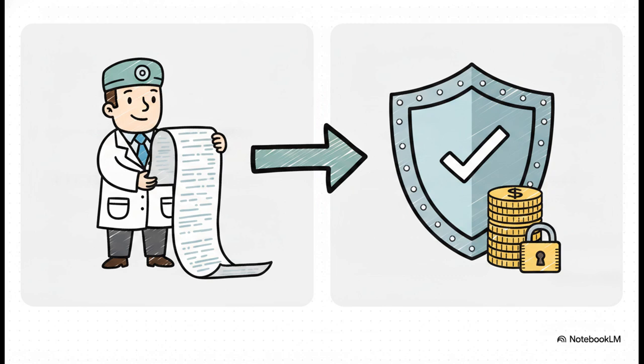But the allowed amount? That's the fixed, predetermined price the insurance will actually pay, based on their master list called a fee schedule. So regardless of how astronomically high that billed amount is, the insurance will only ever recognize their specific allowed amount for that service.